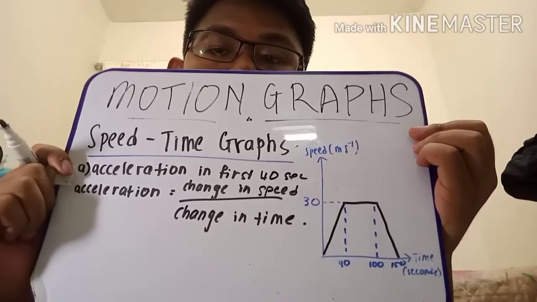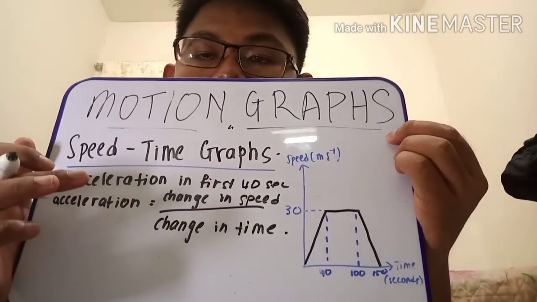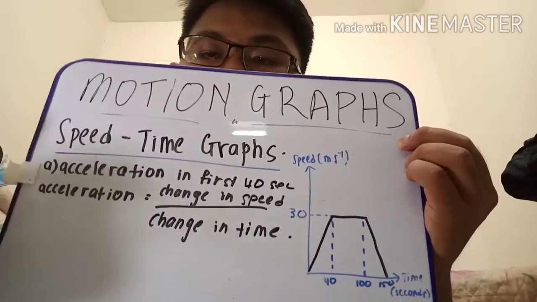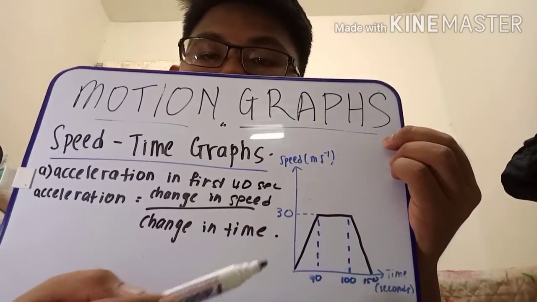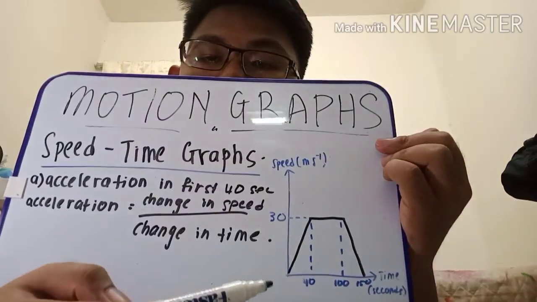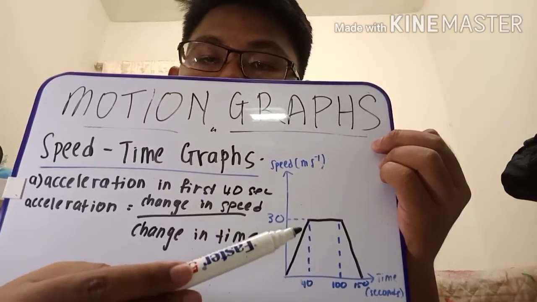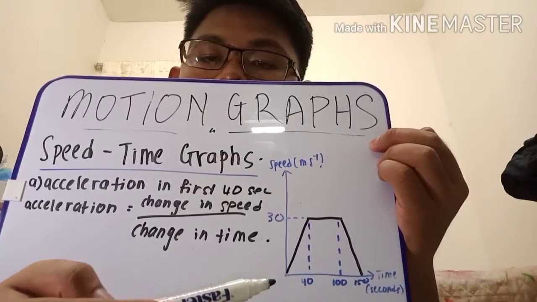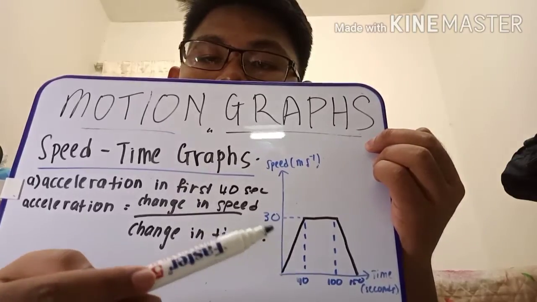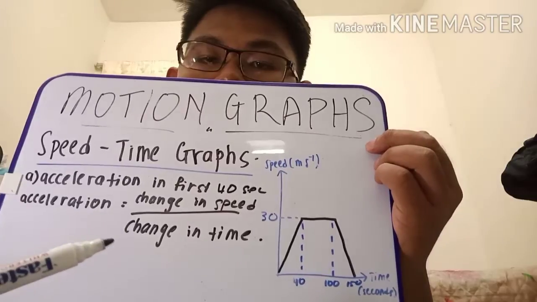Let's look at the first question, the A question. It asks us to find the acceleration in the first 40 seconds. The formula for acceleration is the change in speed over the change in time. From the origin, the speed is 0, moving upwards, so it is accelerating. The speed gains up to 30 meters per second in 40 seconds. Let's put it in the formula.